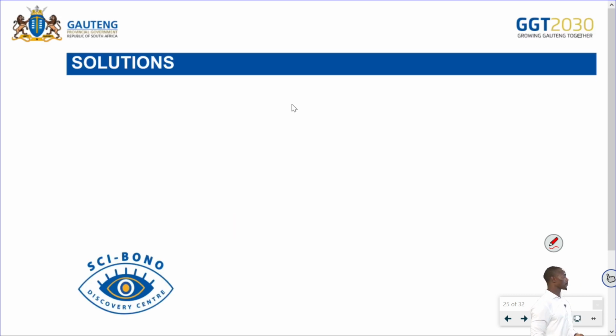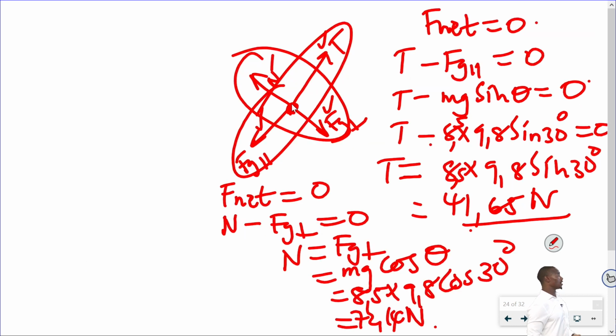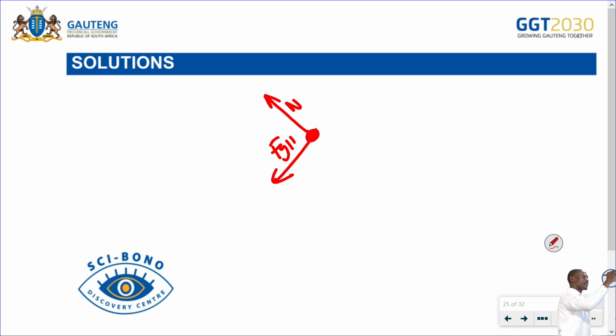And then from here, what are they looking for? The magnitude of the block's acceleration if the cord is cut. So now the cord is cut. If this cord is cut, it means that you are no longer having the tension. Okay? So the forces will be your Fg parallel, and then your normal force there, and you have your Fg perpendicular here, because we need to use this one where you have resolved for the calculations.